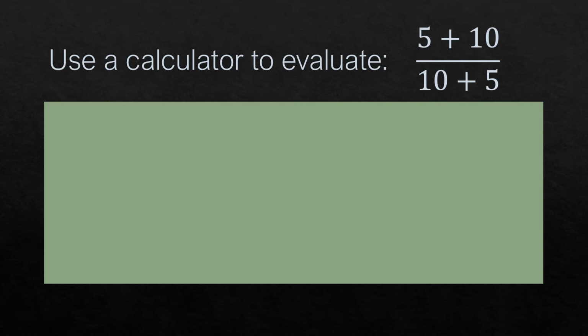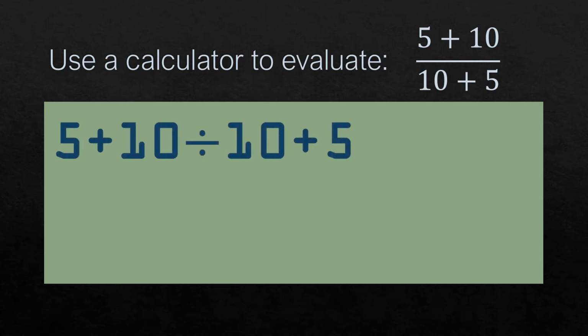All right, grab your calculator and figure this out for me. What is 5 plus 10 over 10 plus 5? Now, a lot of people, when they type it in to their calculator, are going to type it like this. You would expect the answer to be 1 because 5 plus 10 is 15 and 10 plus 5 is 15. So 15 divided by 15 should be 1.